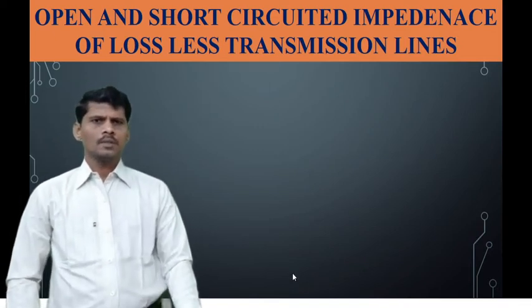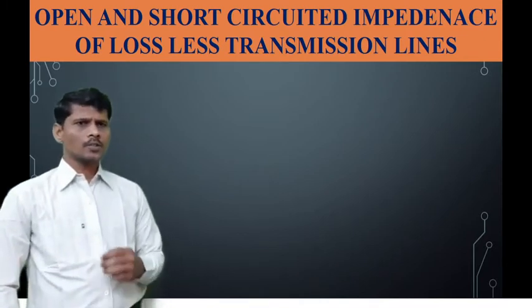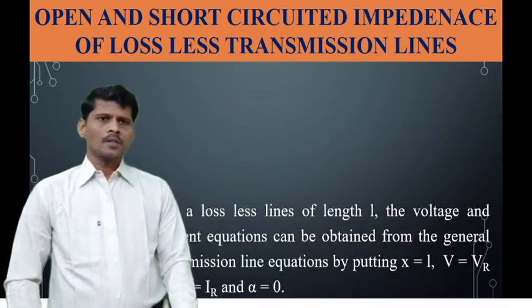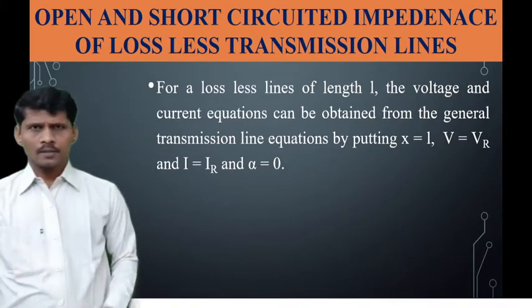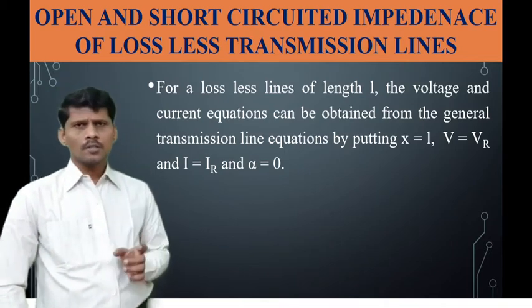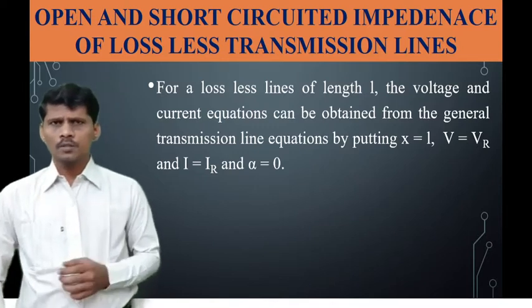Hi everyone. In this class, we are going to discuss open circuited and short circuited impedance of a lossless transmission line. For a lossless transmission line, the length of the transmission line is L, and what is the condition of the lossless transmission line? For a lossless transmission line, there is no attenuation constant.